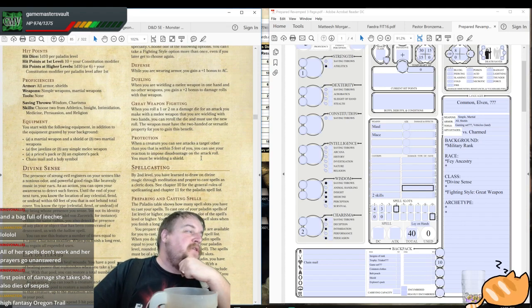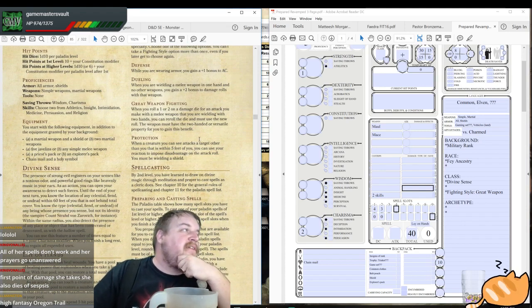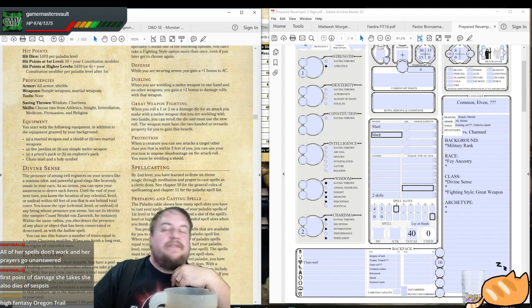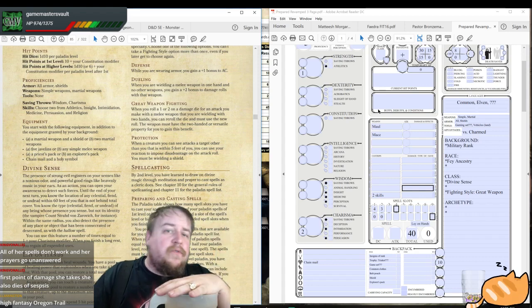Great Weapon Fighting. When you roll a 1 or a 2 on a damage die for an attack you make with a melee weapon you're wielding with two hands, you can re-roll the die and must use the new roll. The weapon must have the two-handed or versatile property. So yes, we could technically give her a longsword or a battle axe, or a warhammer if we wanted to.